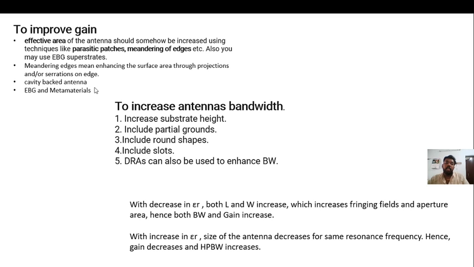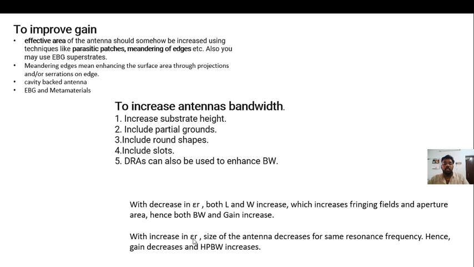And second one is cavity backed antenna can be used, and EBG and metamaterials are now used to improve the gain. And in order to increase the bandwidth, we have to increase the substrate height, or we can make use of partial grounds, or include round shapes, or include slots, or include the DRA, dielectric resonator antennas. So when we decrease the relative permittivity, both the length and width will increase. Because the length and width increase, the fringing fields will increase, and aperture area also increases, and hence both the bandwidth and gain will increase when we decrease the relative permittivity.